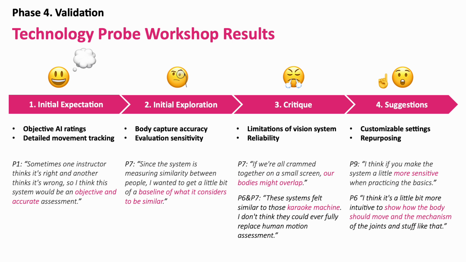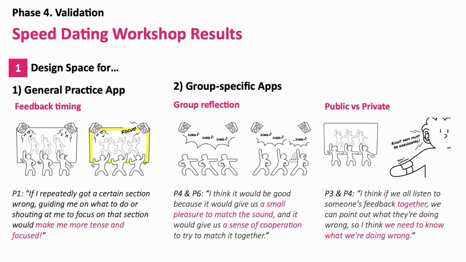They suggested making the system more sensitive for basic movements and using it to demonstrate body mechanics rather than just for assessment. The speed dating workshop provided insights into three main areas. First, feedback timing. Participants noted that well-timed feedback, such as guidance just before a difficult section, could increase focus and tension in a beneficial way.